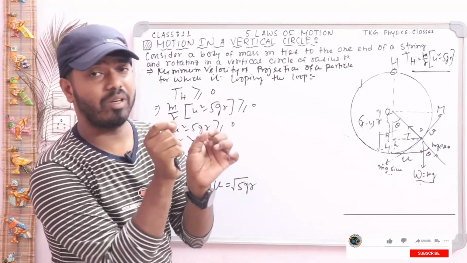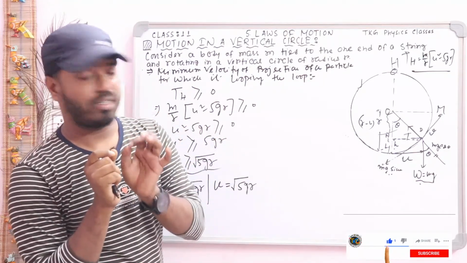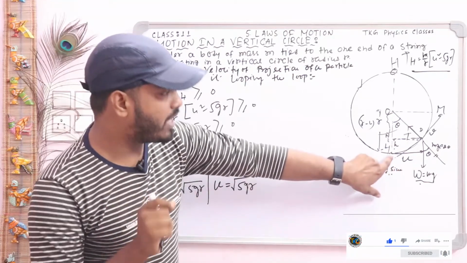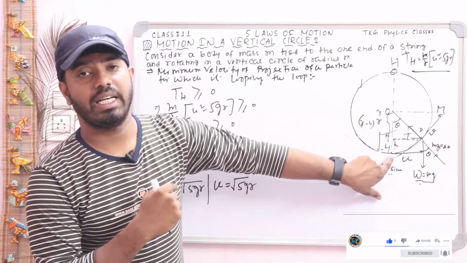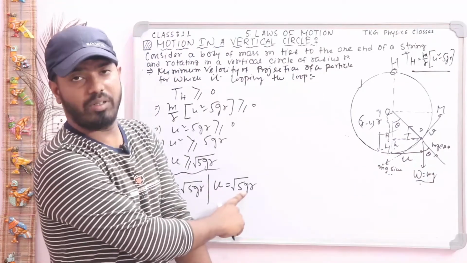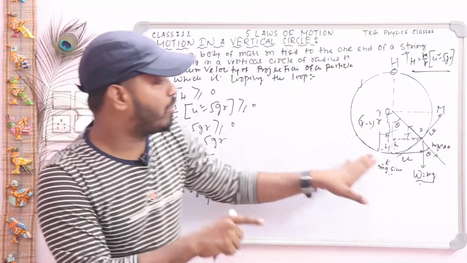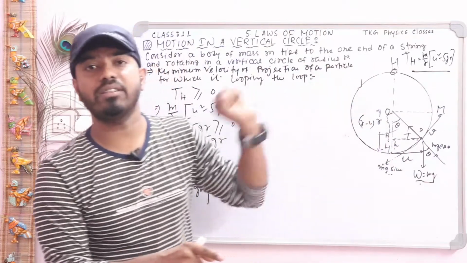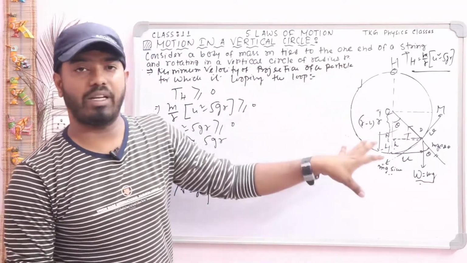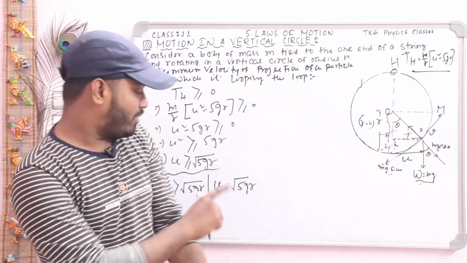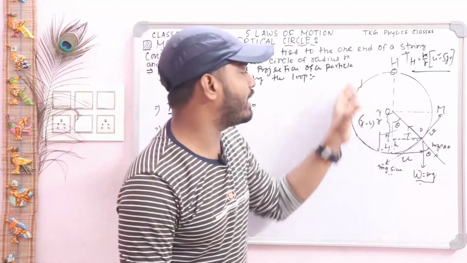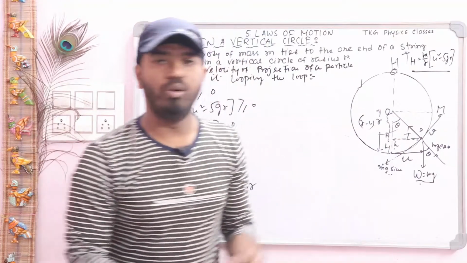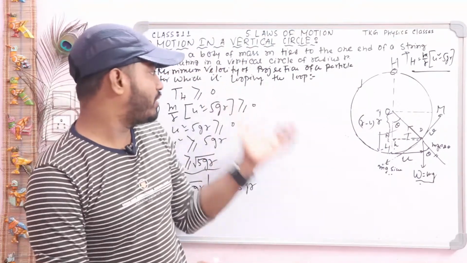This is the minimum velocity which is required for this body when the body starts its motion. When you are giving this amount of velocity, in that condition the body just completes its total circle. But when you apply a velocity more than root under 5gr, the body can easily complete this loop. So this is our condition.